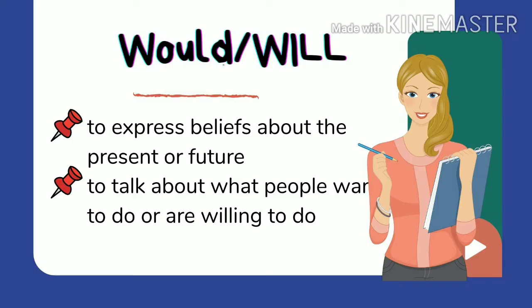Next, we have would and will. When we say would and will, you are expressing a belief about the present or the future. And you also talk about what people want to do. Okay, when we say would or will, it is all about your intention of doing something.